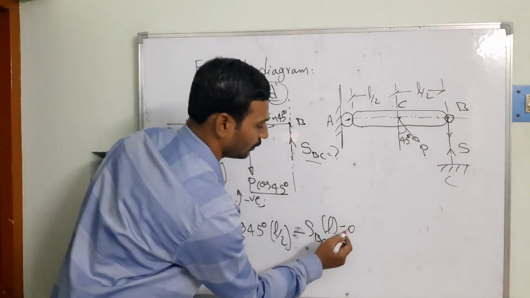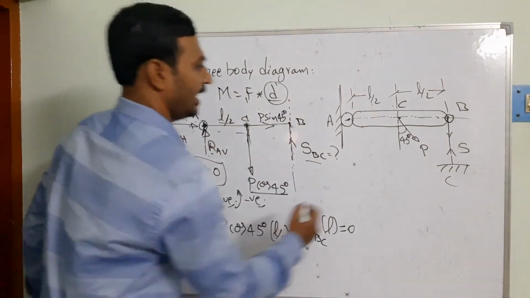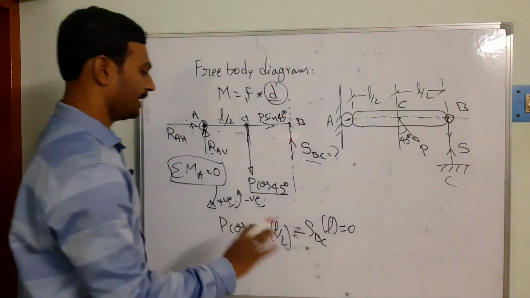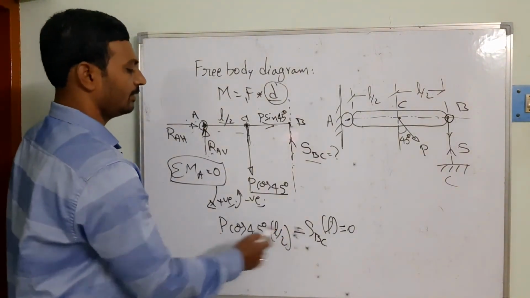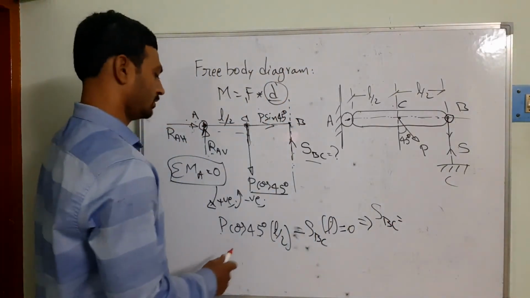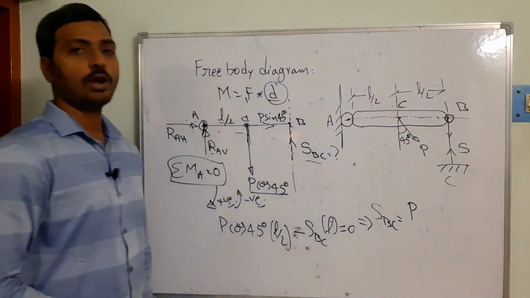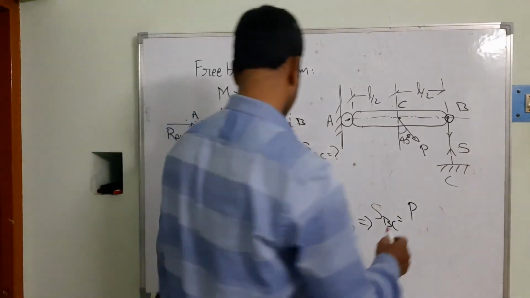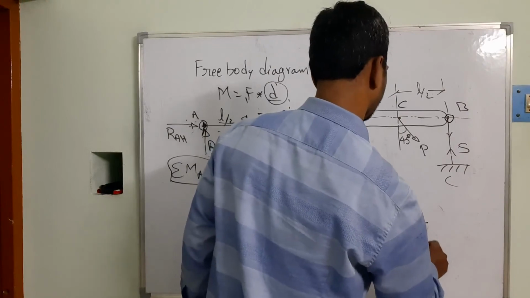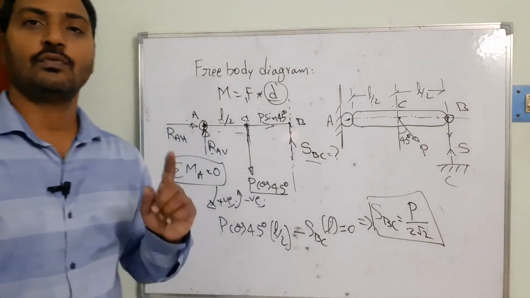Now I need to find SBC, the tension in the vertical bar. Taking it to the right side, the L will be cancelled out, and we get P cos 45 by 2. So SBC is equal to P cos 45 by 2, and cos 45 is equal to 1 by root 2, so SBC is P divided by 2 root 2. This is how we calculate the forces acting in this member.